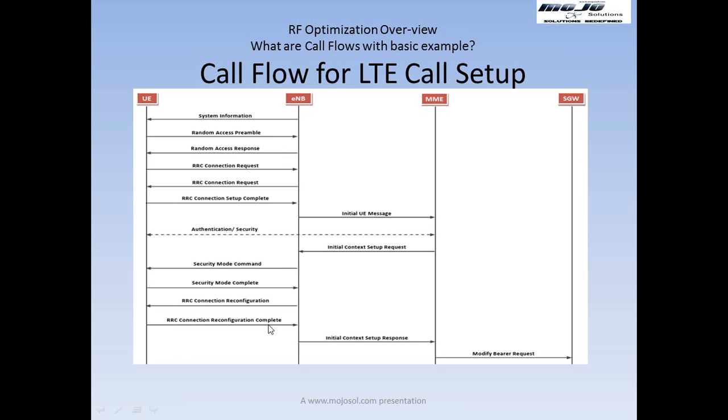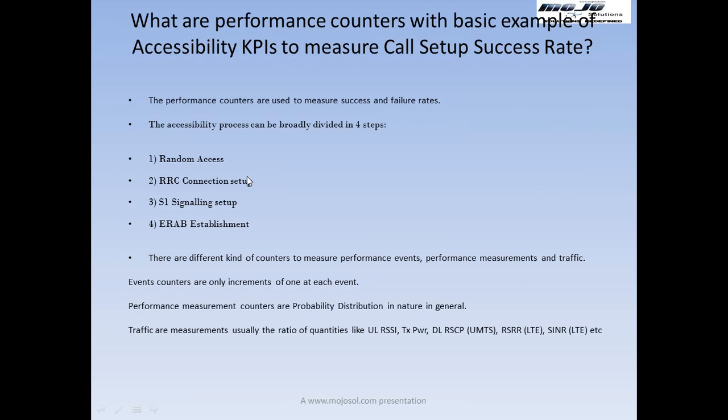The objective of the RRC has changed. Before, it was used to establish the traffic channel. Now it is used for the control of the signaling. That's it. That's why this reconfiguration signal is there, and this reconfiguration will be done once the S1 signaling completion has been done. So we understand these are 4 steps.